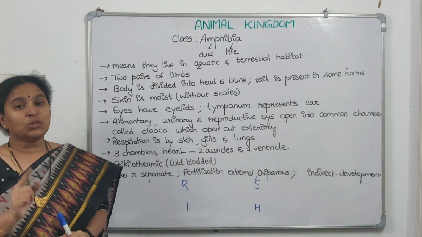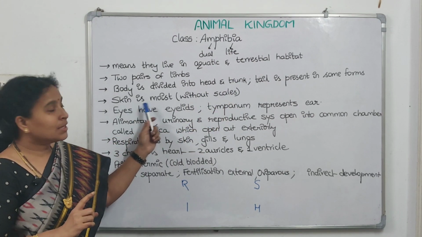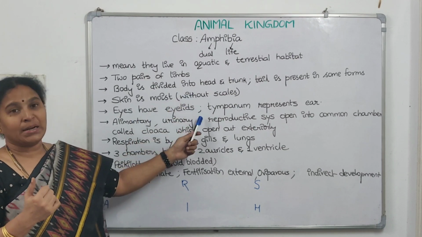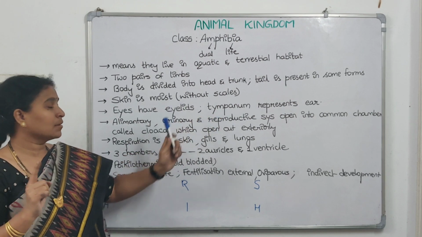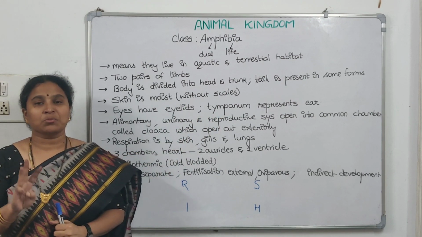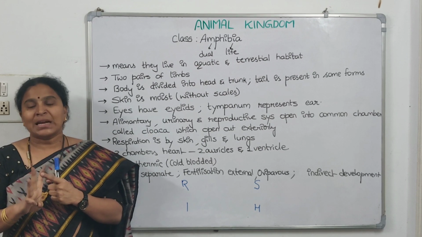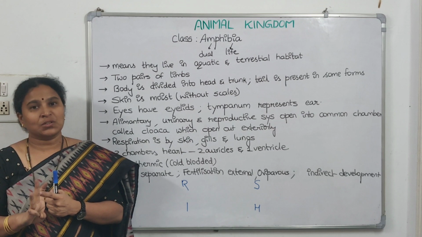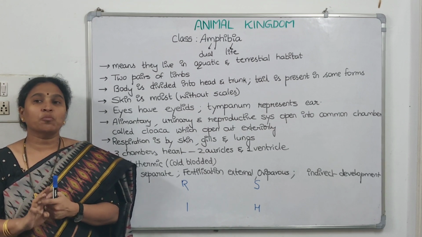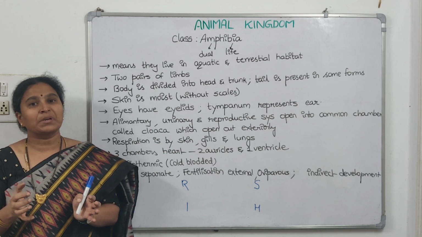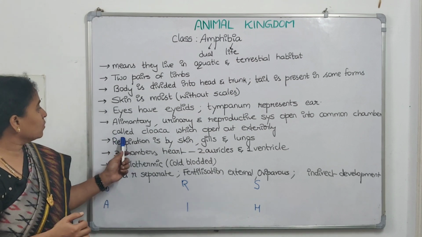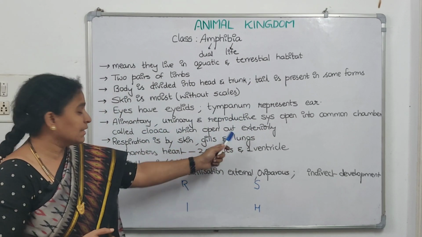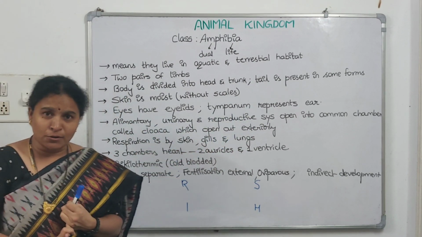So skin will be moist but without scales, right? Skin is moist because it does cutaneous respiration. Now eyes are covered by eyelids. Tympanum represents the ear. Now in amphibians, 3 systems will open into a common chamber. What is that? Alimentary system, urinary system and reproductive system. Alimentary means digestive system. The digestive, urinary and reproductive systems open into a common chamber called cloaca, which opens outside through the exterior anus, right? Now respiration is by gills also.